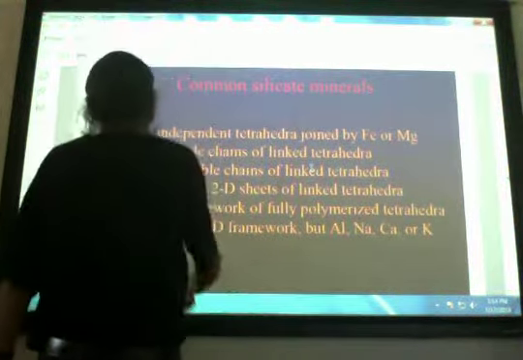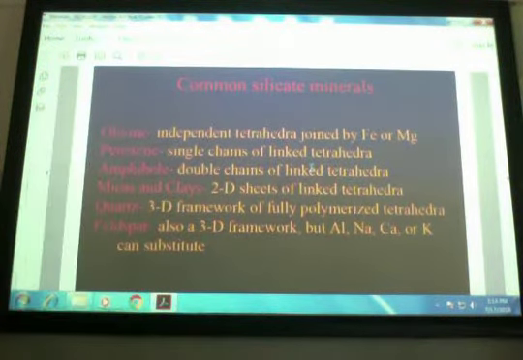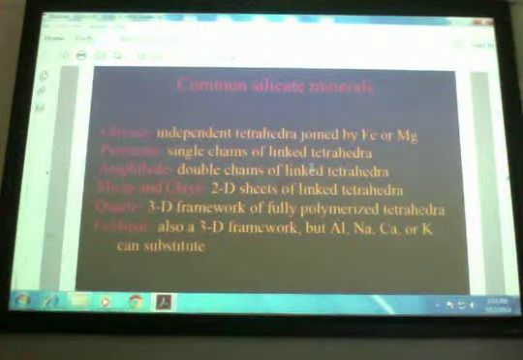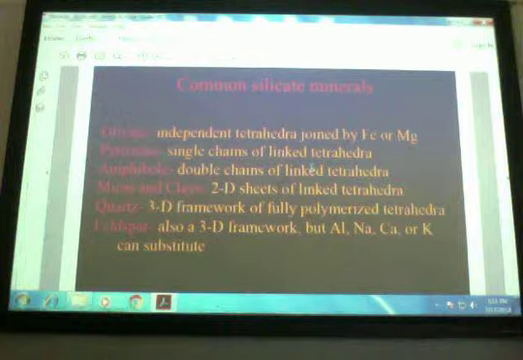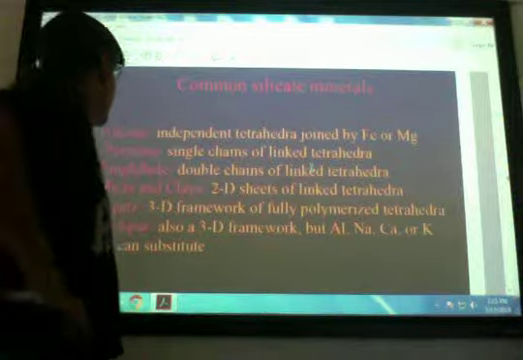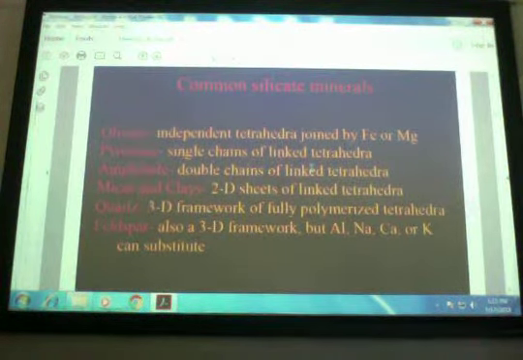So then we have the amphiboles. The amphiboles are double chains of linked tetrahedrons. From these guys I will give you all the exchanges next week, because they are a little bit complicated. And then we have the micas and the clays. These are 2D sheets of linked tetrahedrons. Do we have some amphiboles here? We should have amphiboles and micas.